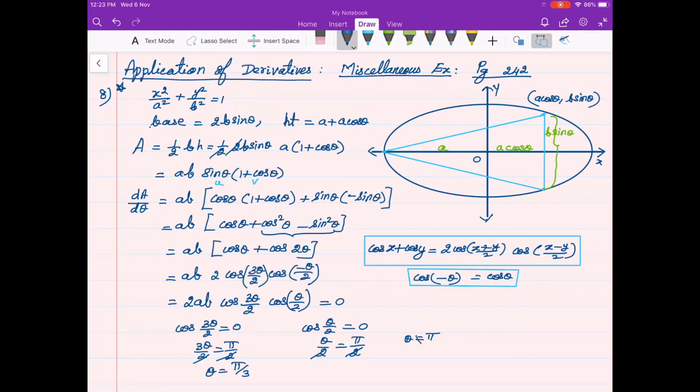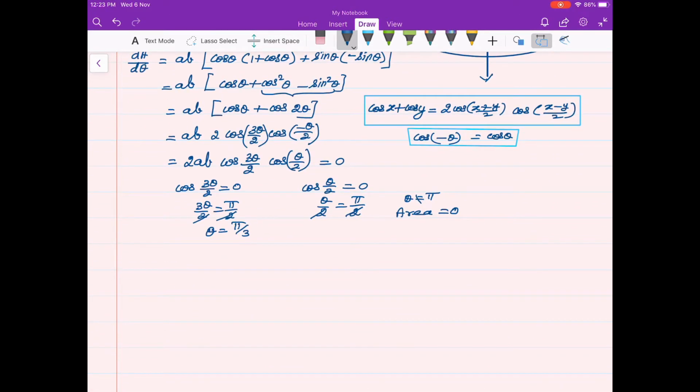But this is not possible. Area will become 0. Area is minimized in this case, because when theta is 0, theta is this angle. If theta is 0, this point coincides with the vertex. So, the triangle becomes a point. The area is minimized in that case.